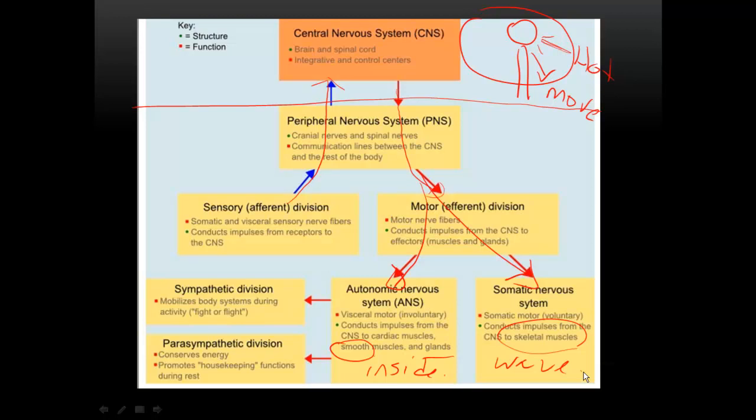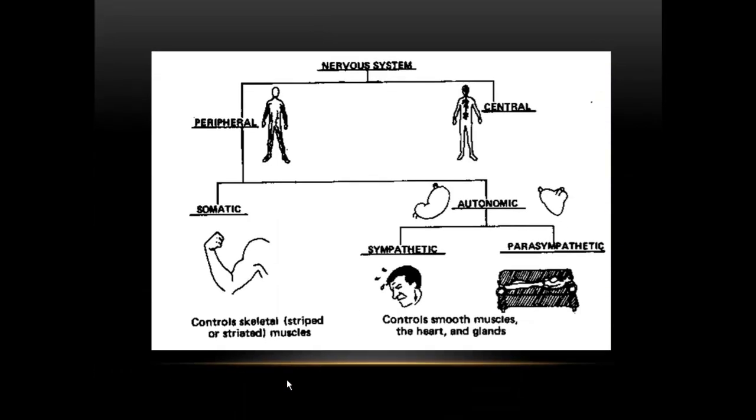The autonomic is then subdivided again into two really important parts: the sympathetic, fight or flight; and the parasympathetic, this is going to be rest and rumination. So R and R, restorative functions. So a nice overview in a diagram.